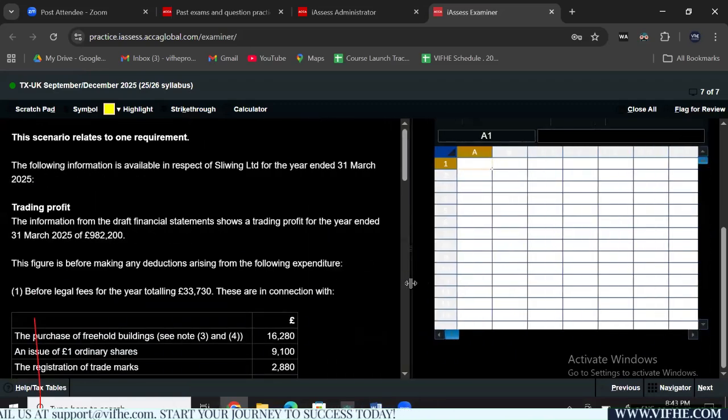This is the third question, of course. It is worth 15 marks, and this is relevant to corporation tax rules. Kindly start reading the question.